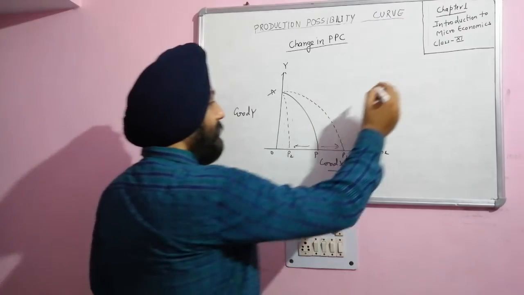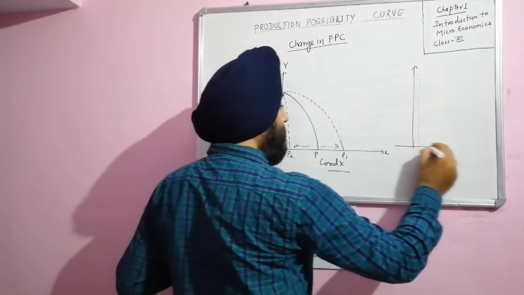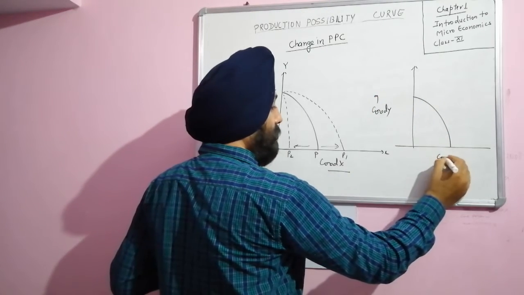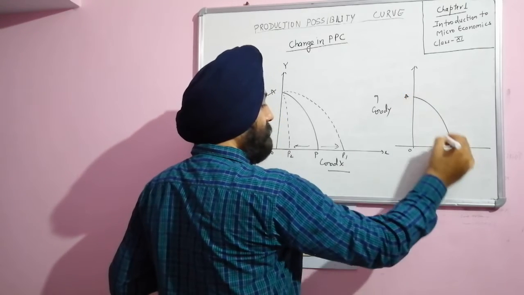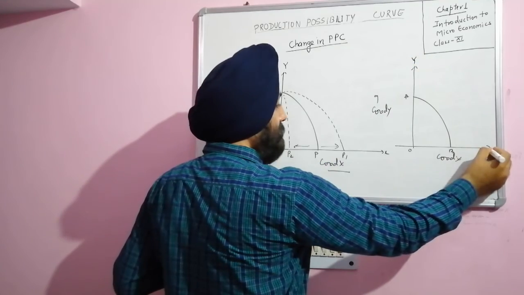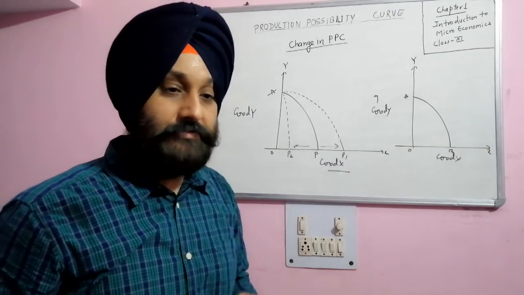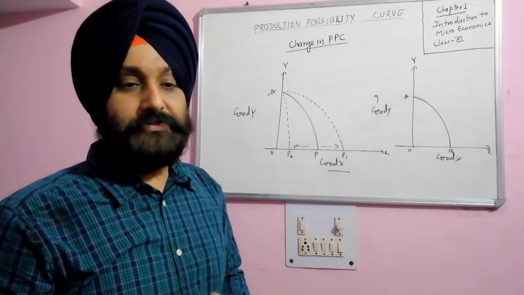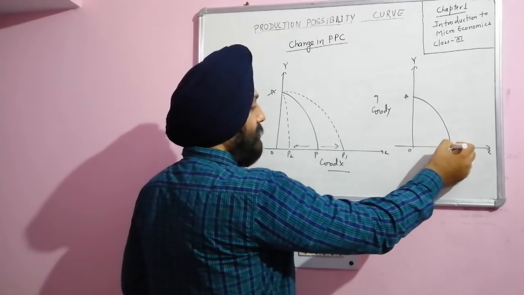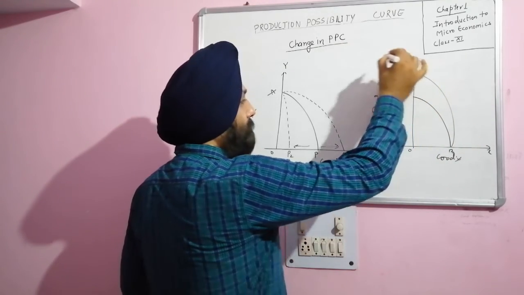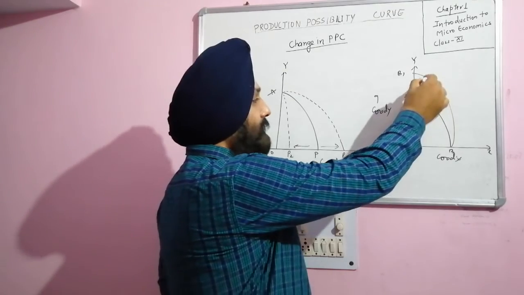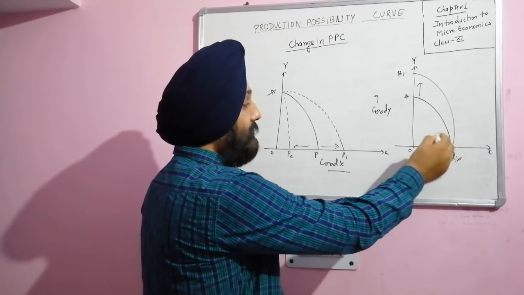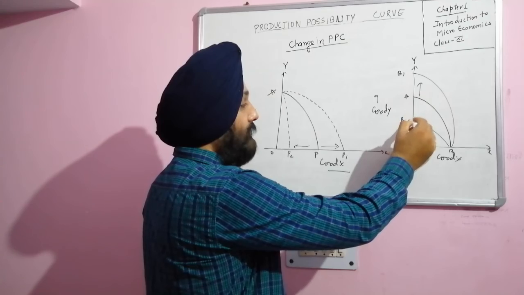And same in case of good Y. This is the production of good Y, and good X. AB is the production possibility curve, on the y-axis and x-axis. In case of Y, a technological improvement or increase in the resources for production of good Y will rotate the production possibility curve from AB to AB1. And in case of decrease in the resources and degradation of technology in the production of good Y, the production possibility curve rotates from AB to AB2.